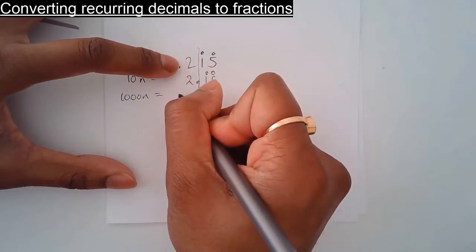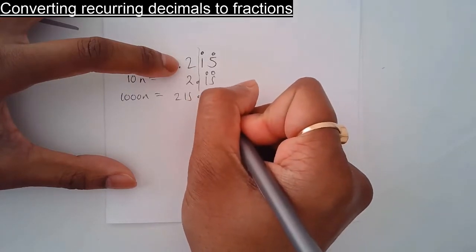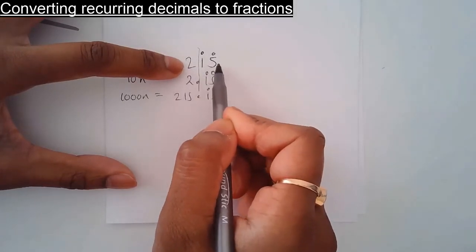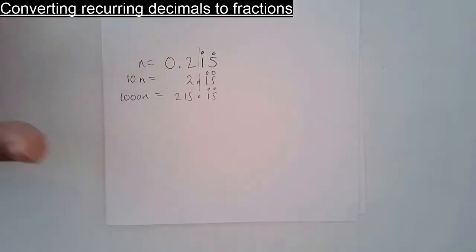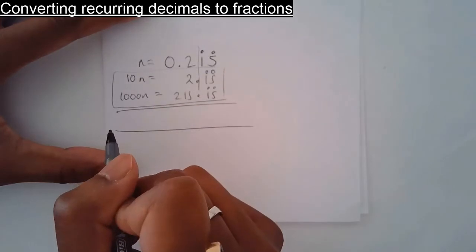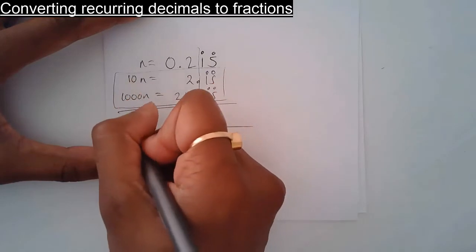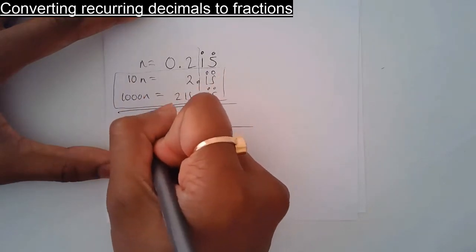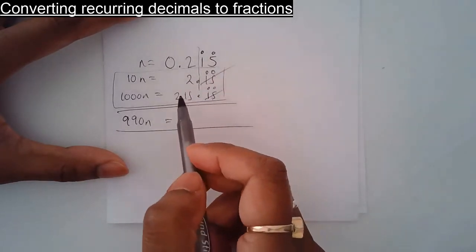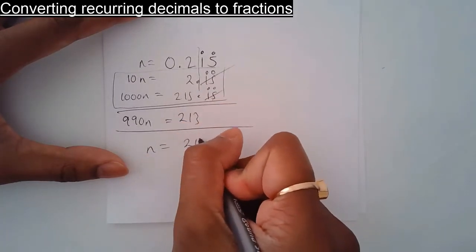That'll be 215.15 recurring. Remember, I moved the decimal point 1, 2, 3 places right there, so it'll be 215.151515 and so on. Now I need to take away 1000n, take away 10n. That's going to be 15 recurring, take away 15 recurring, cancel out. 215 take away 2, 213. So therefore n is equal to 213 over.